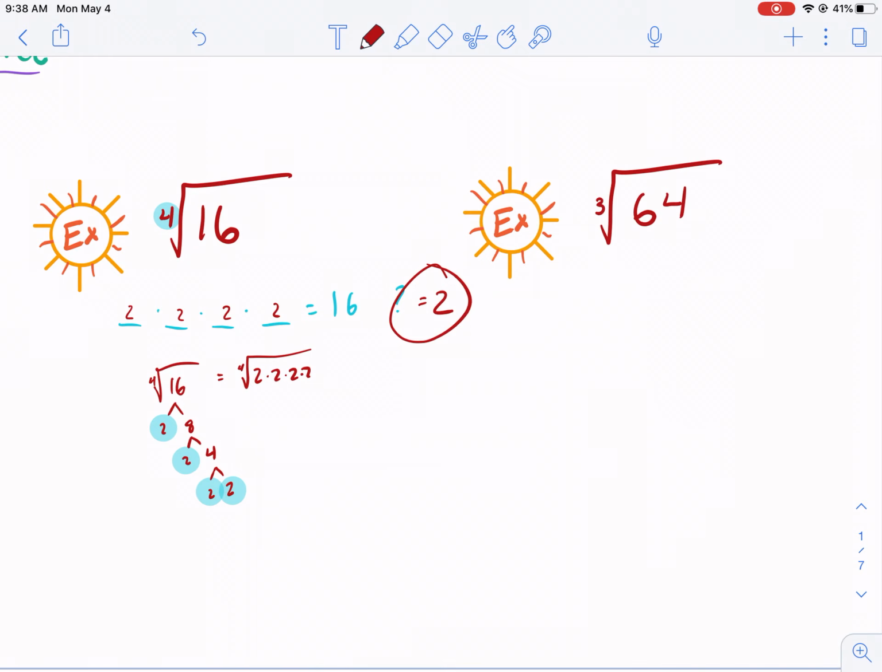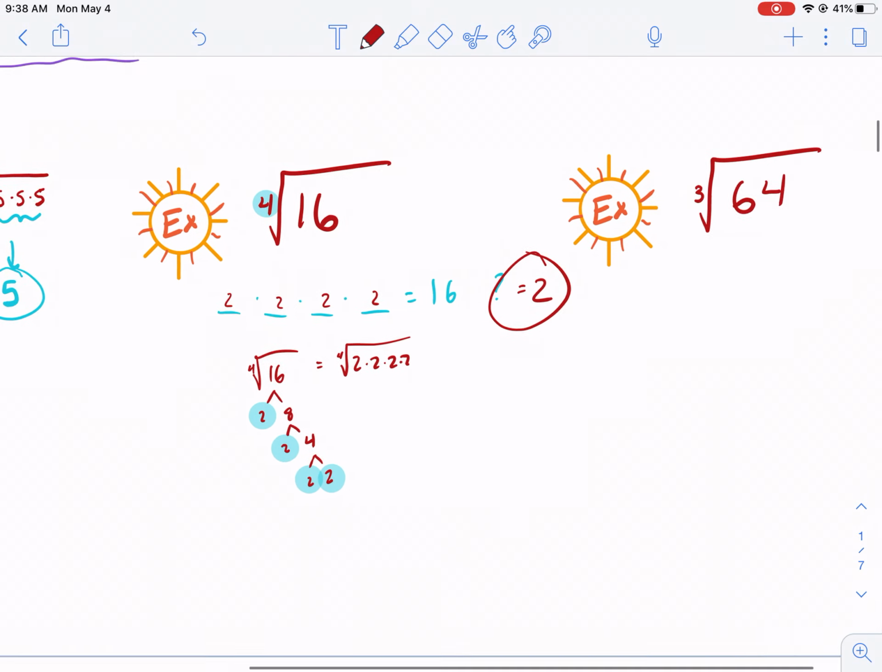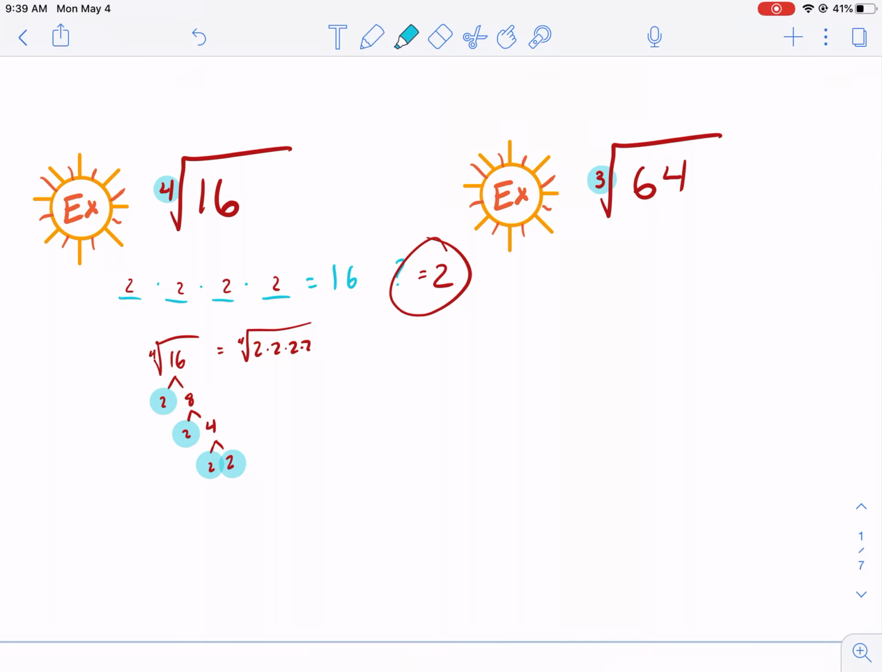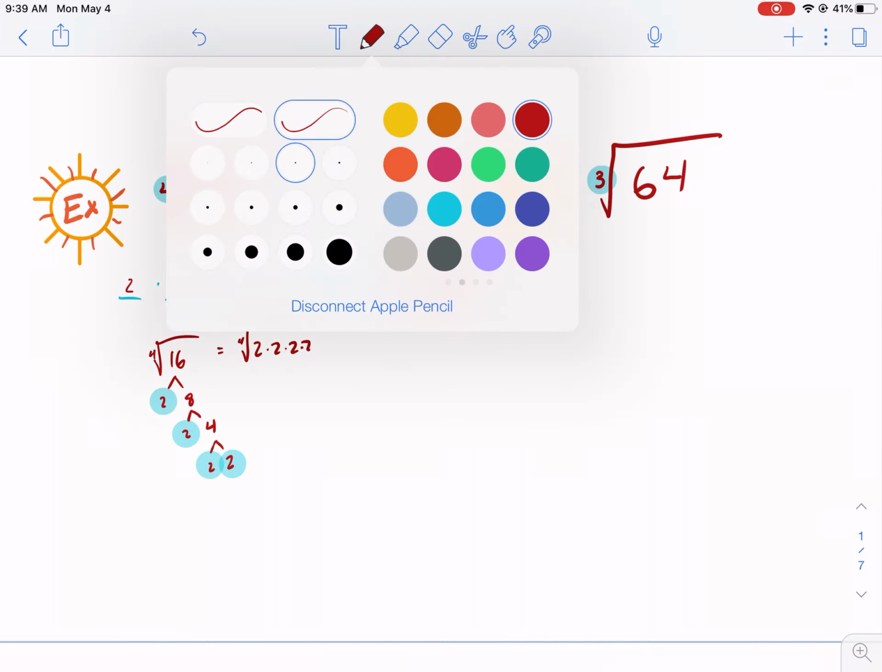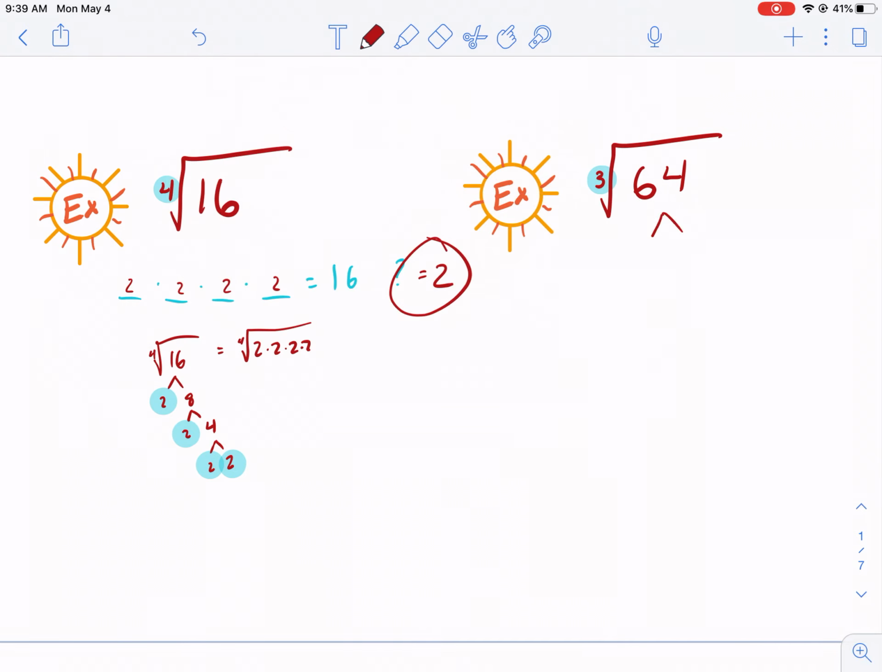Finally, we have the cube root of 64. It's like the 125. We're thinking of a number times itself 3 times that gives us 64. I like going to the factor tree right away. So let's go to the factor tree. We can divide by 2, and we get 32. We can divide by 2 again. We can get 16. We can divide by 2 again. We get 8. We divide by 2 again. We get 4. We divide by 2 again, and we get 2.